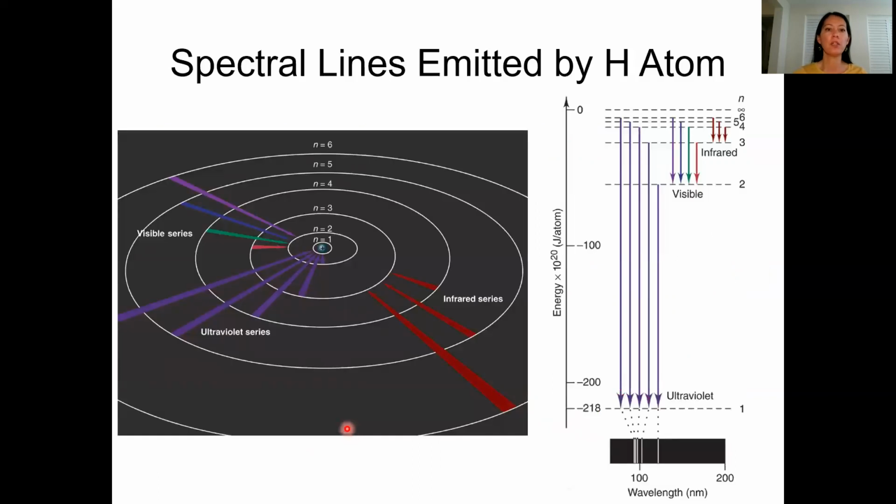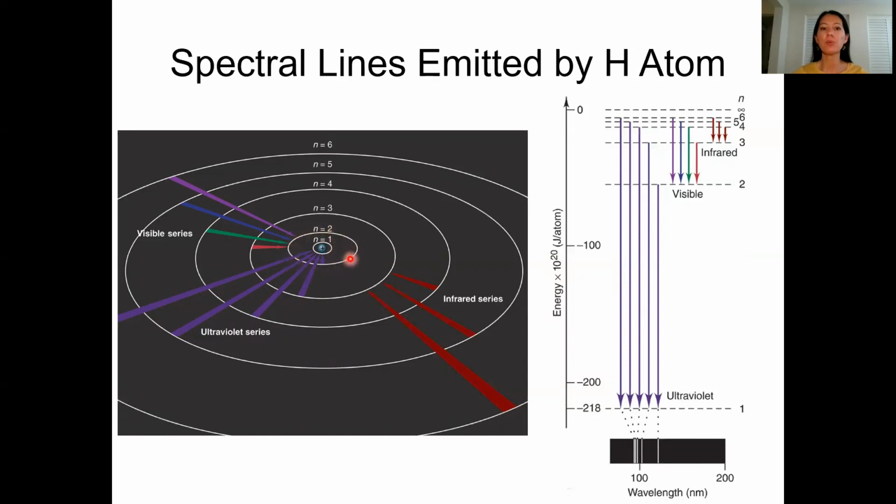Here's our model. This is the nucleus. These are the orbits around the nucleus. We start at the ground state, n equals 1. That's the lowest energy. It's the lowest energy because the negatively charged electron is closest to the positively charged nucleus. This is the biggest attraction. This is what makes up atoms. The electron is attracted to the protons in the nucleus.